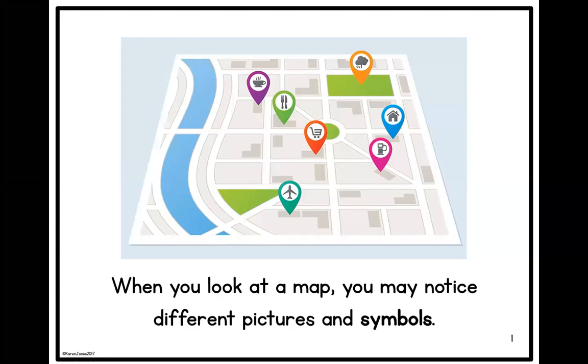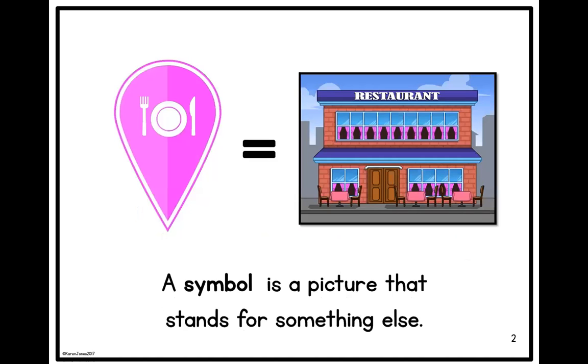When you look at a map, you may notice different pictures and symbols. Take a look at this map. A symbol is a picture that stands for something else. For example, here we have a restaurant, and the symbol for restaurant is this little pink checkpoint with a picture of food on it.